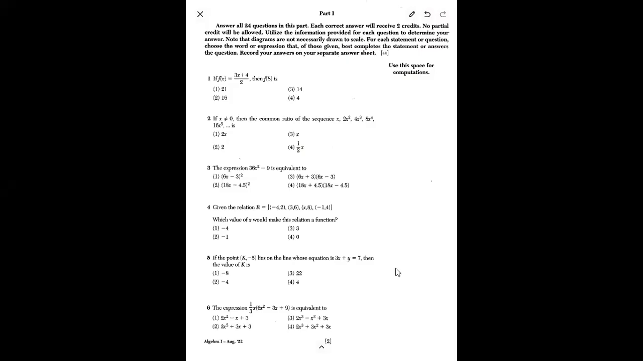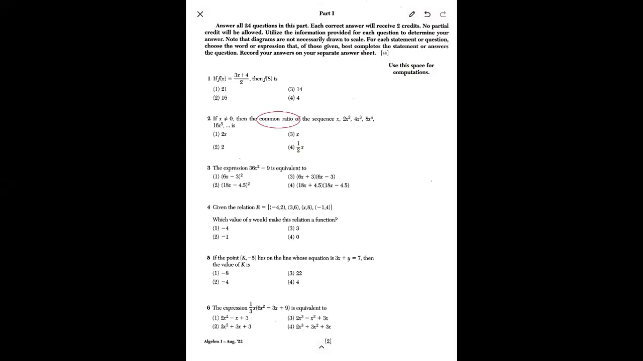All right, guys, I'm going to do question number 2 from the August 2022 Regents exam. And I want to say a couple quick things. This question is actually a little bit more difficult than they normally have at the beginning of the test. They normally start with pretty simple questions and then they get more difficult. But this one is a little bit more challenging because you really have to understand what the common ratio is.